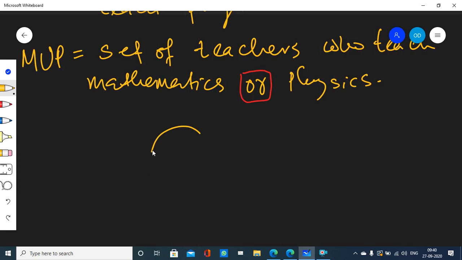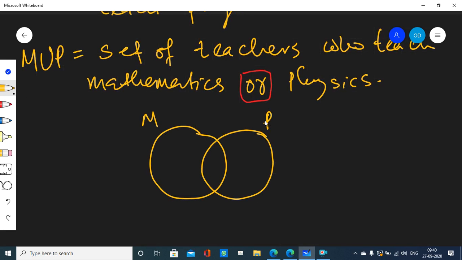Let me draw the set M and the set P. Suppose this is set M, this is P. M union P is this entire region. It carries all the elements of M and all the elements of P. This is called M union P.